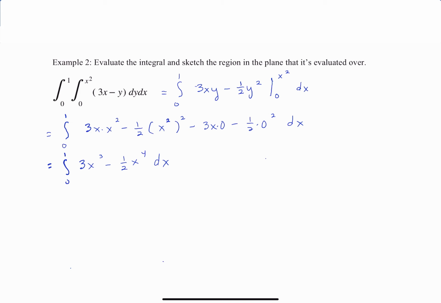By the way, don't forget to put your dx's and dy's in. They're an essential part of the notation, and your work won't be correct without them. Finding the antiderivative now with respect to x, I'm going to have 3/4 x to the 4th minus an x to the 5th, with 1/2 divided by 5, so that's going to be 1/10. And we're evaluating from 0 to 1.